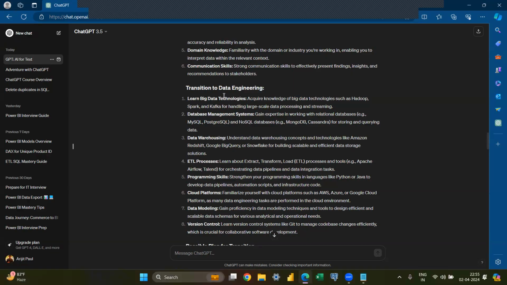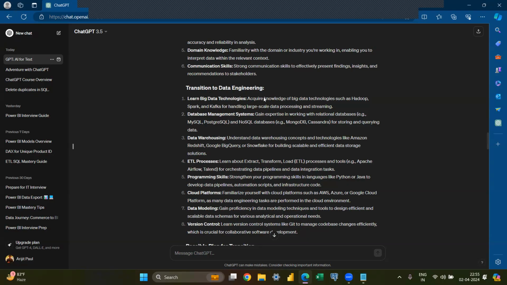ChatGPT is essentially giving us 8 points, which we can use as a starting base. I'm not saying that it will give an end-to-end path, although if we use it in that manner, definitely we can have an action plan. But it gives us the start of the action plan itself.